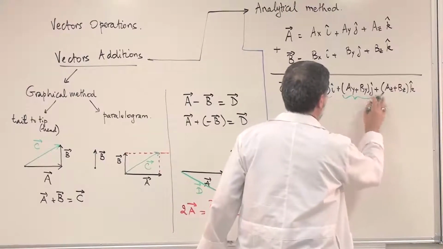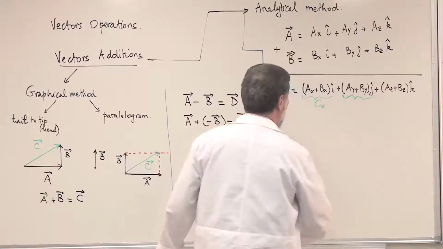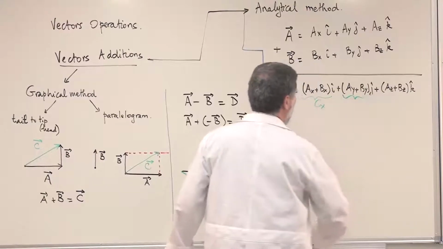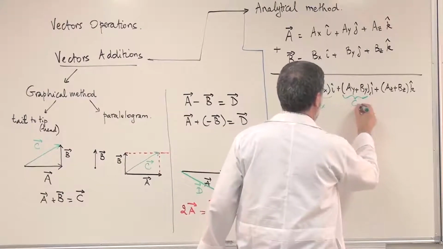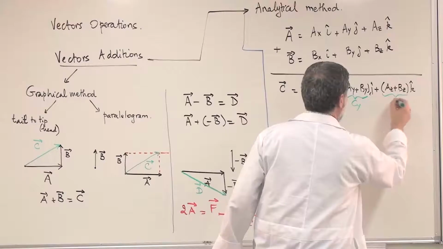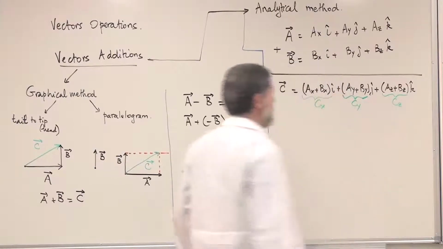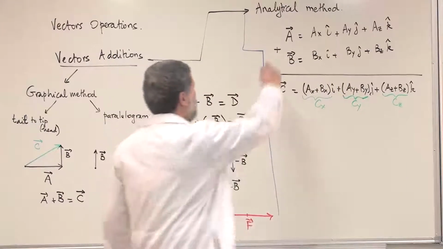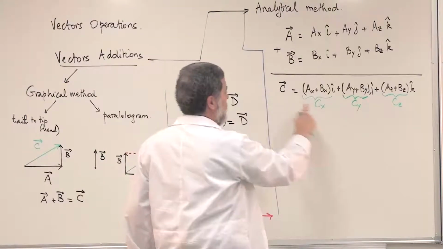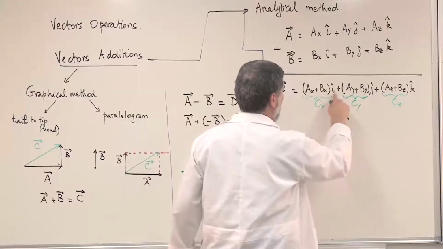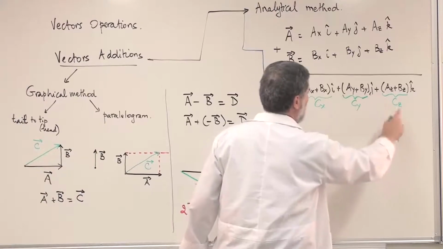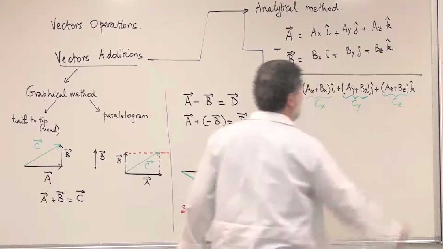Similarly, this here is the y component of vector C, and this is the z component of vector C. So the addition of these two vectors gives me a new vector which has the component c_x along the x-axis, c_y along the y-axis, and c_z along the z-axis.